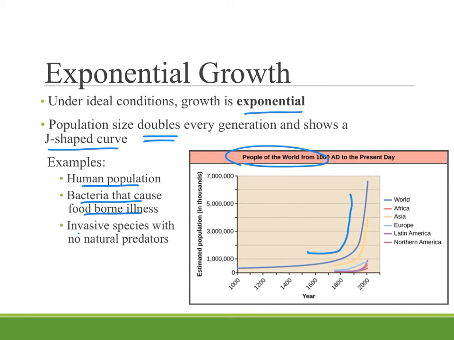And then an invasive species, a non-native species, be it plant or animal, that has no natural predators, will experience exponential growth because this is an ideal condition. There's nothing there to stop it. Nobody's eating it if it's a plant. Nobody's preying on it if it's an animal.